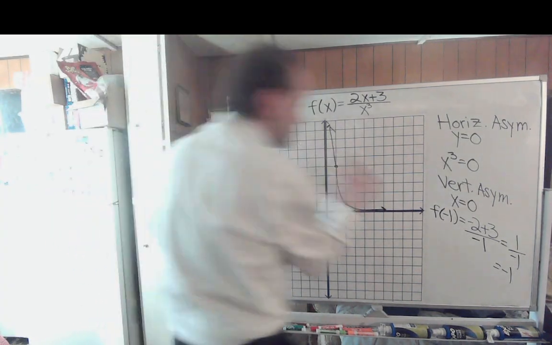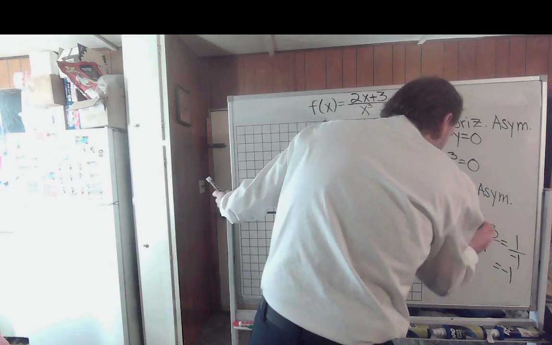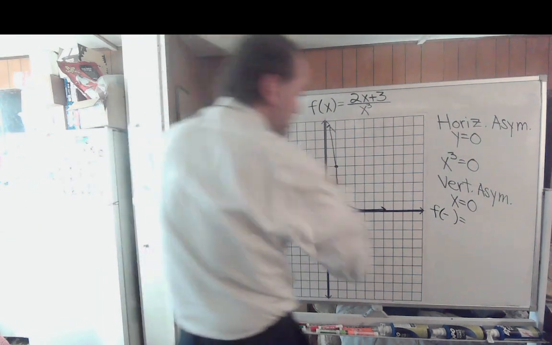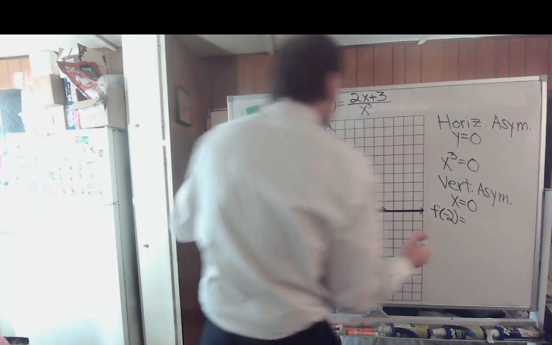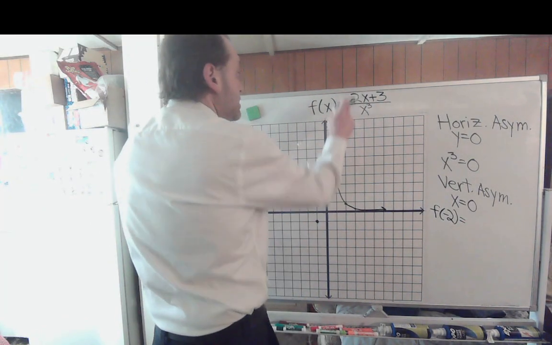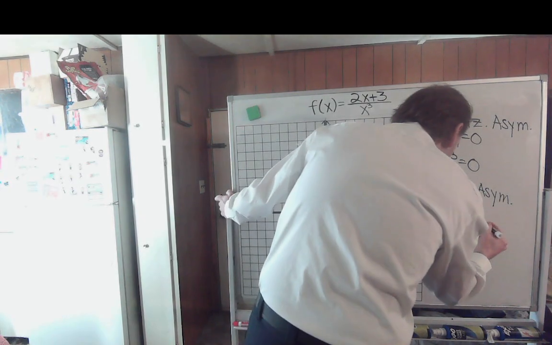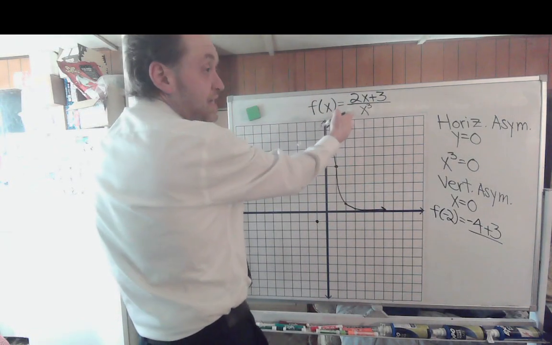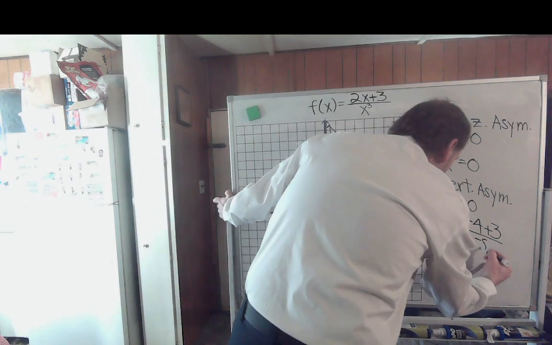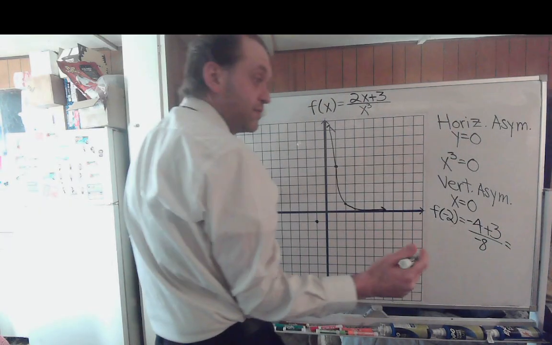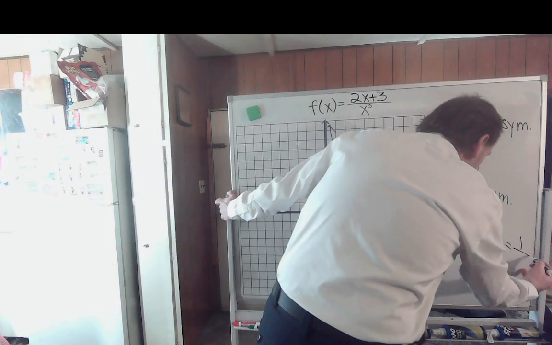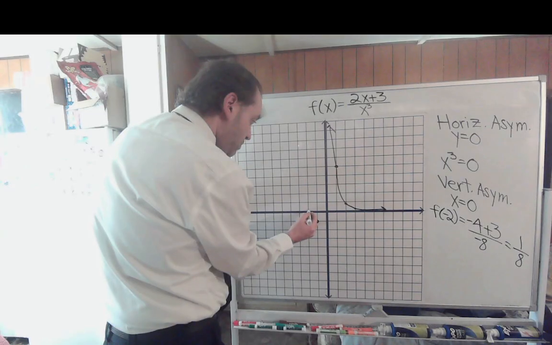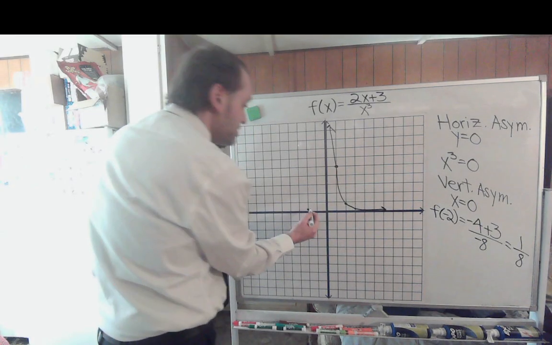Now, something very interesting is going to happen here. Let's pick -2. So, 2 times -2 is -4 plus 3, divided by, now what's -2 to the third? That's -8. That would end up giving you -1 divided by -8. You actually get positive 1/8. Well, what happened? Isn't y equals 0 the horizontal asymptote? It is.